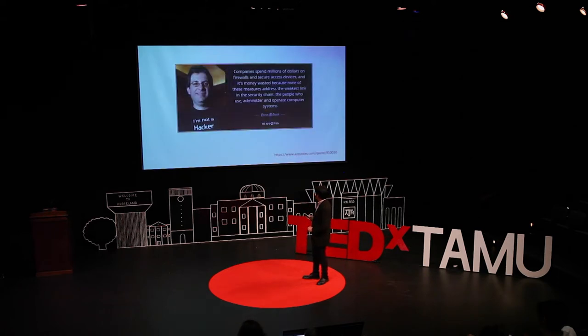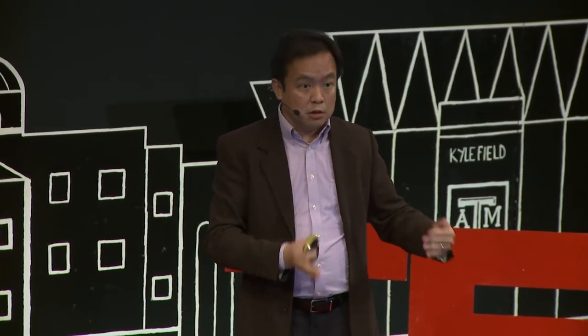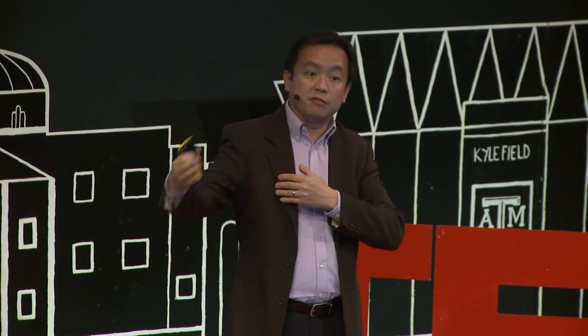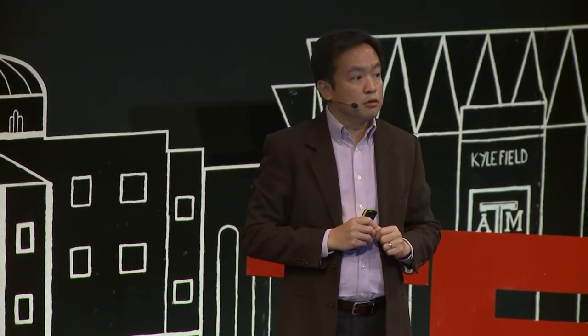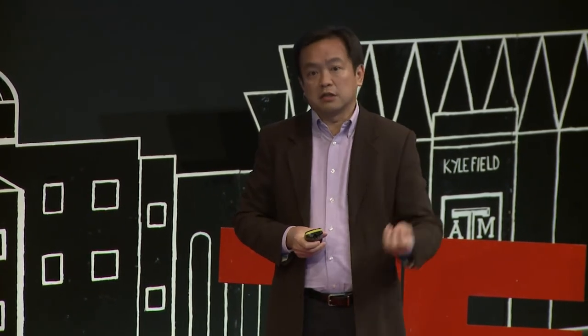I get this quote. He said, companies spend this money and effort on those technical artifacts. They are wasted if they are not addressing the weakest link in the security chain. What is the weakest link? The people. The people who directly interact with the technology, the people who make the ultimate decisions of, do I use this, do I use that, do I use it this way, do I use it that way, do I behave this way, do I behave that way. That is the human element. So he believes, and I agree with him, that's the weakest link.